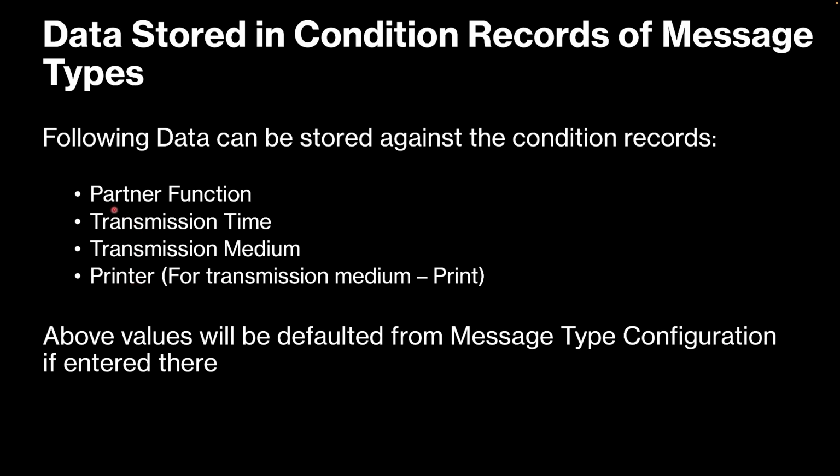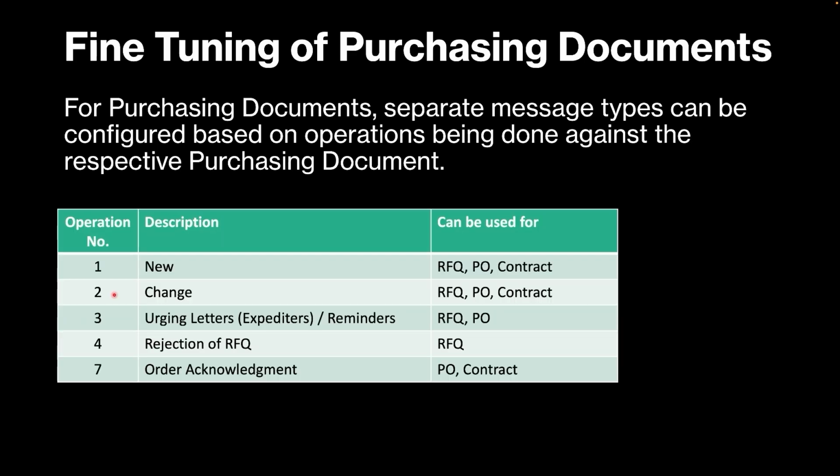Now you can maintain these entries in the configuration also of the message type. So if you enter this information in the configuration, then they will get defaulted when you will be maintaining the condition record. Now let's understand what is called fine tuning of purchasing document.